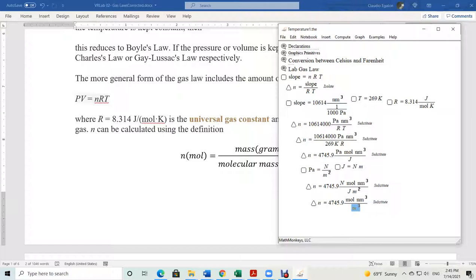Now what are we getting? We are getting cubic meter and we are getting cubic nanometer, okay? We want to know what's the value in moles, so we have to change nanometers to meters. Let's do that. Here you go. Nanometer is 10 to the minus 9 meters.